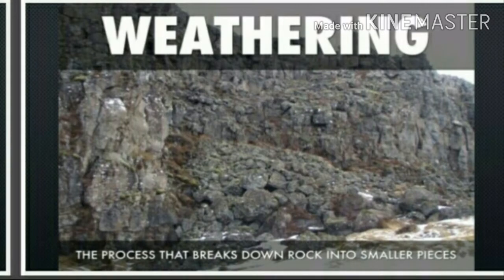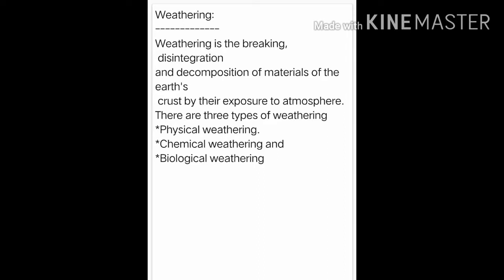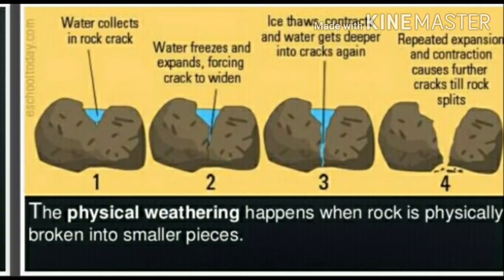Weathering is the breaking, disintegration and decomposition of materials of the earth crust by their exposure to the atmosphere. There are three types of weathering: physical weathering, chemical weathering and biological weathering. Physical weathering happens when rock is physically broken into smaller pieces.